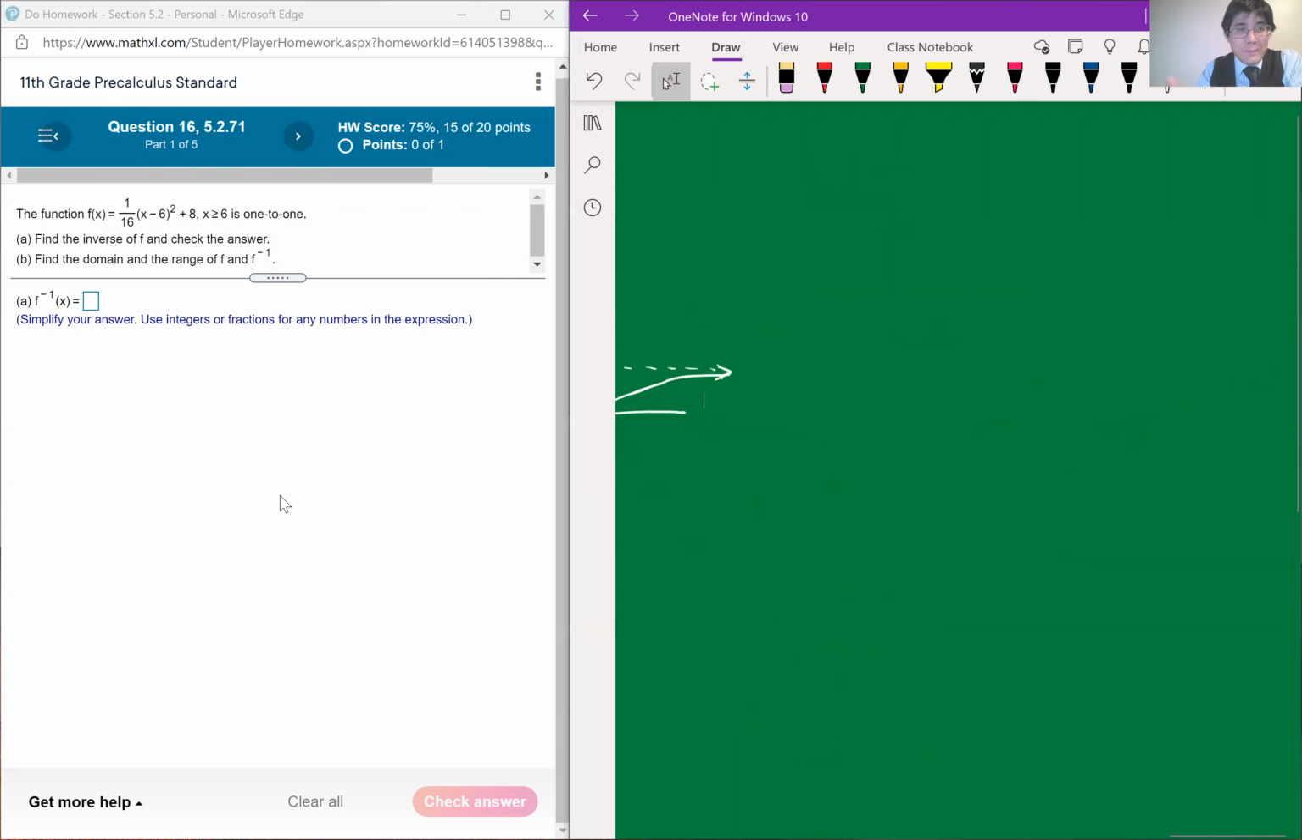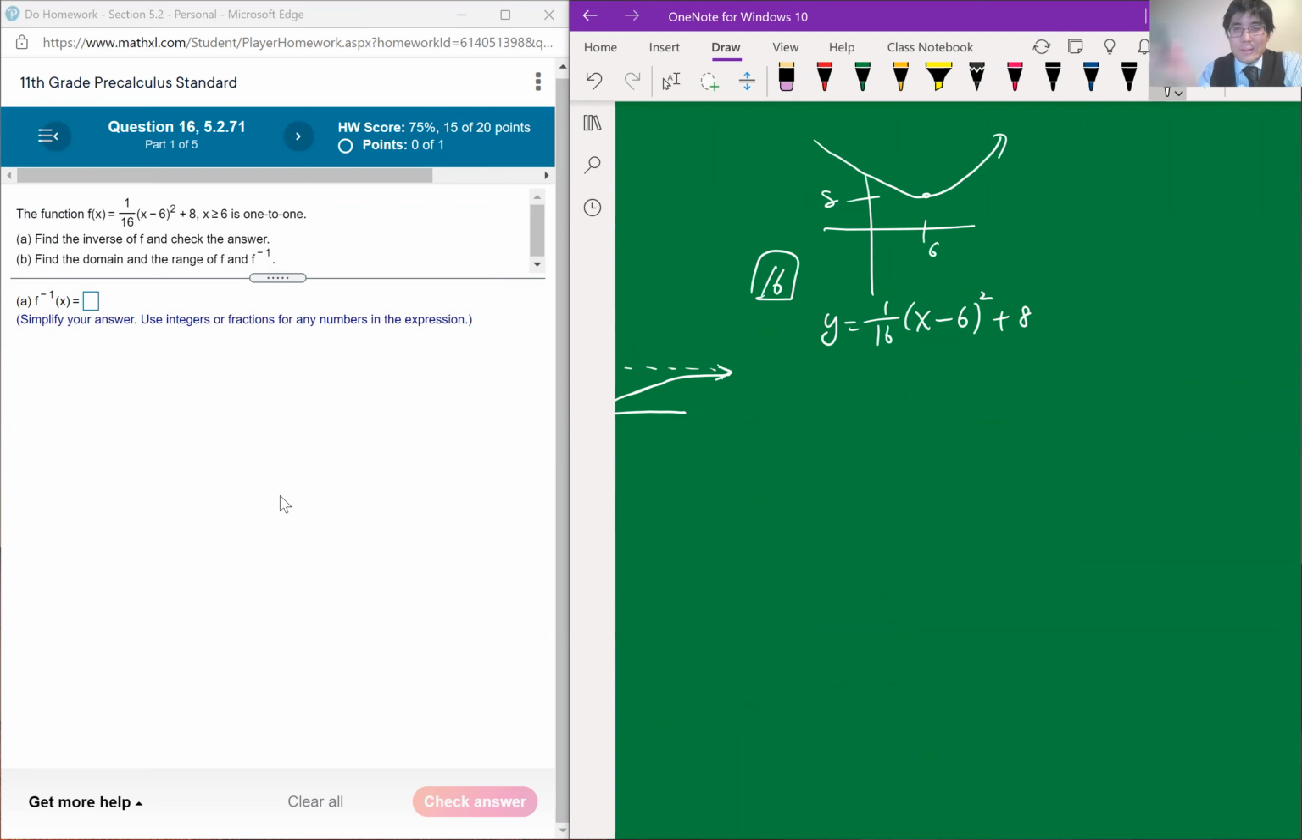Next one is a parabola. It's a quadratic function. In general, a quadratic function does not have an inverse if you take the domain to be all real numbers. Let's take a look at the graph of this. It's going to be (6, 8) is the vertex, and it's moving this way. This is not a one-to-one function since the domain is everything. It fails the horizontal line test. However, if you add the condition x is greater than or equal to 6, you're only looking at this part, and this part is monotonically increasing, so it is a one-to-one function.